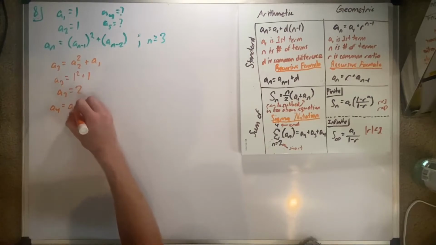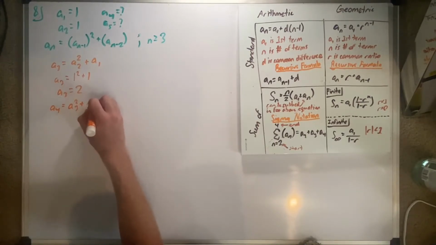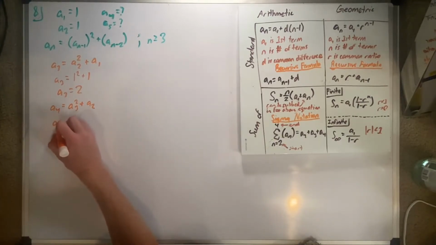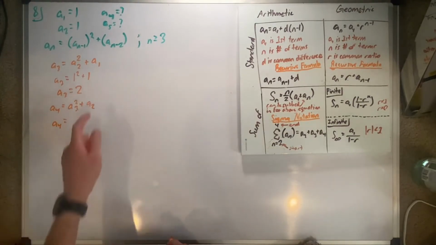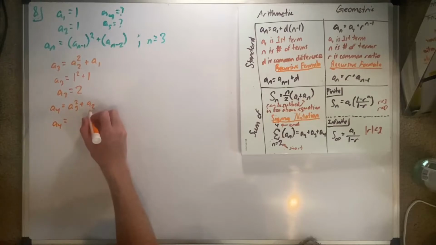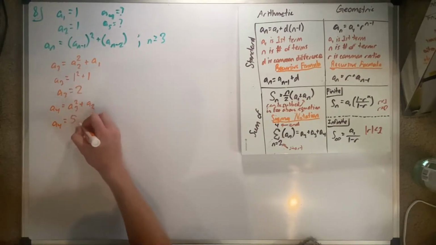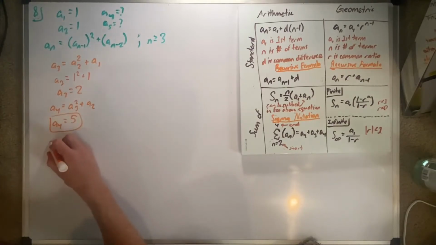a_4 is equal to a_3 squared plus a_2. So that would be 2 squared, so 4, plus a_2, which is 1, so that would be 5. So that's one part of our answer.